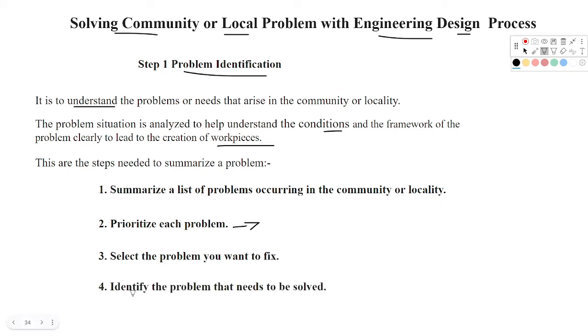Then after that, identify the problem that needs to be solved. So after selecting the problems that you want to fix, you identify the problem that needs to be solved urgently. So what we will do is that we will talk about each point one by one, so that we can understand in more detail.